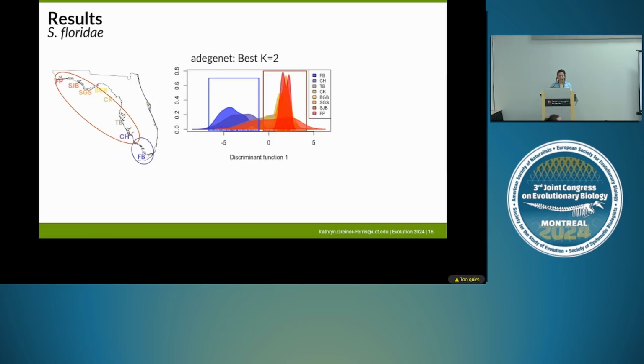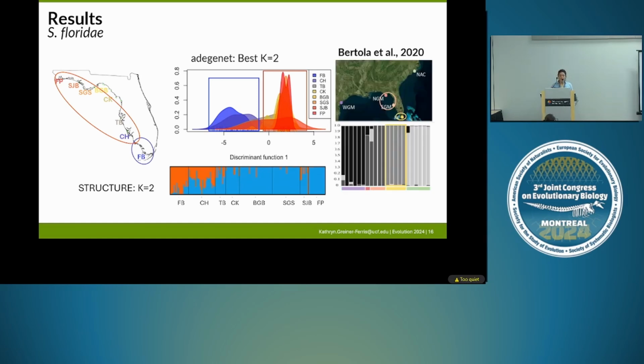For Florida, the K-means approach identified 2 as the optimal number of populations, which consisted of Florida Bay with some overlap into Charlotte Harbor, and then the rest of the West Coast. This is consistent with the analysis by STRUCTURE as well, which also found 2 to be the optimal number of populations. And then our results are consistent with the findings by Bertola et al.